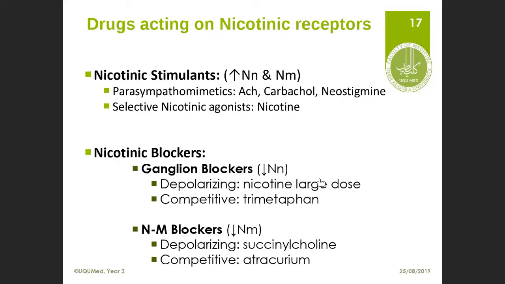Nicotinic stimulants actually increase the activity of acetylcholine on nicotinic receptors, both in the autonomic ganglia as well as in the skeletal muscles. As I told you, this NN receptor is in the autonomic ganglia, but this NM is in the skeletal muscles. So some of the parasympathomimetics are acetylcholine, carbachol, and neostigmine. And as I told you earlier, some of the parasympathomimetics also act on the nicotinic receptors. The neurotransmitter is the same, but the drugs are the parasympathomimetics.